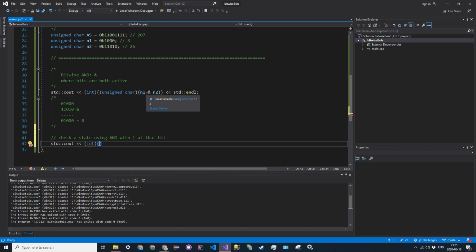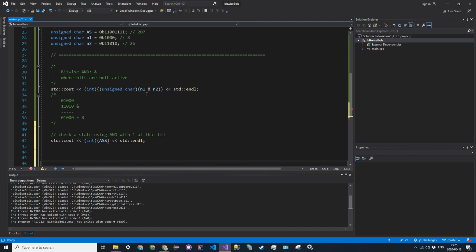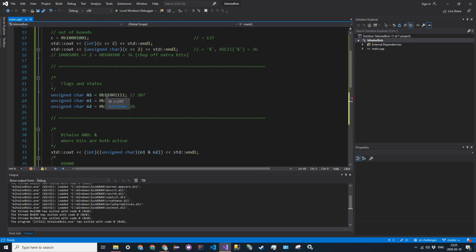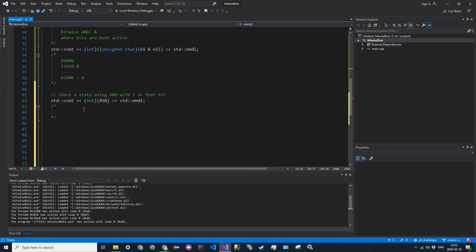So the integer of AS, and now how do we want to do this? Let's not consult anything. Let's just type this out real quick. If we want to test, let's get our active state. We're just going to test the active states here. If we want to return nothing but the third state, so 0, 0, how are we going to do that?